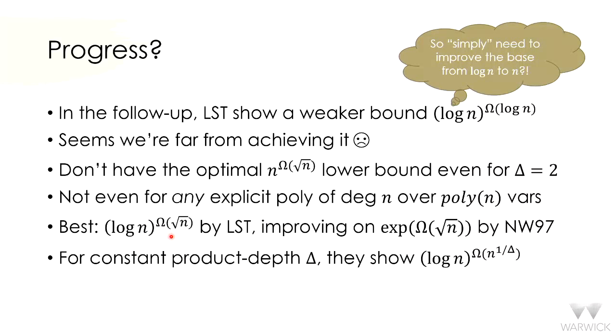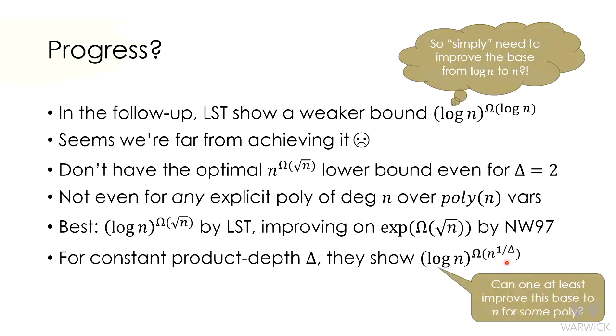to the omega square root n, which improves on prior results due to Nisan and Wigderson. And for constant product depth, this is the result that they're able to get. So prior to our work, the question that we asked ourselves is, can we at least improve this base from log n to n for some explicit polynomial? Maybe we won't be able to do IMM just yet, but can we do it for some explicit polynomial?